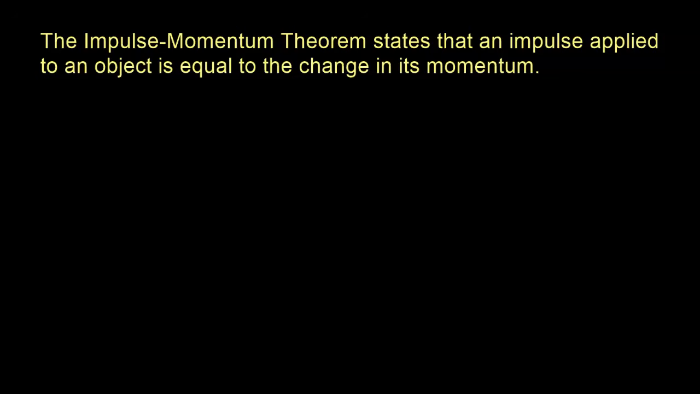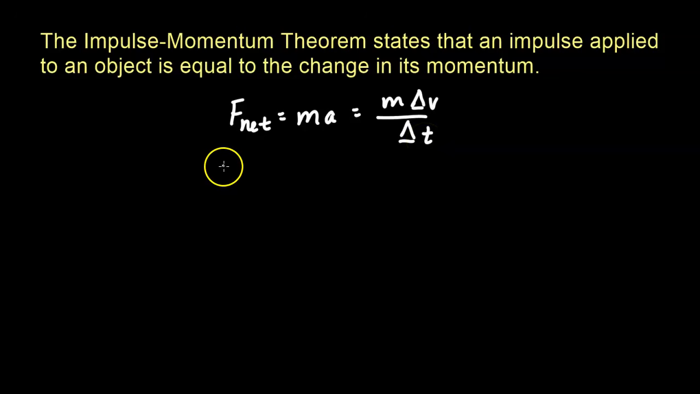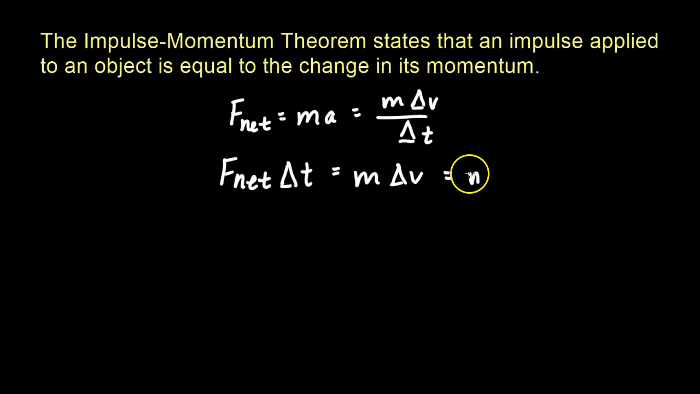Now we're going to connect impulse with momentum by starting with Newton's second law, which is the net force is equal to ma. And we know that acceleration is delta v over delta t. If I move the delta t to the left-hand side, I get the net force times delta t is equal to m delta v. And we can expand this to write mv final minus mv initial.